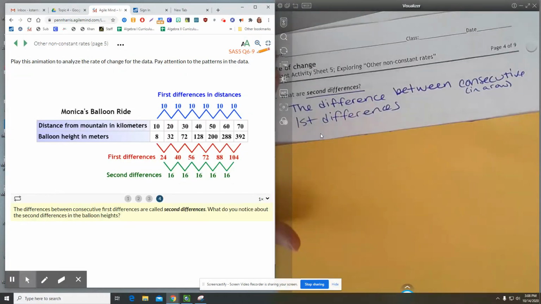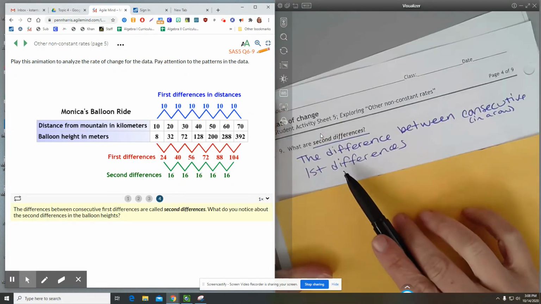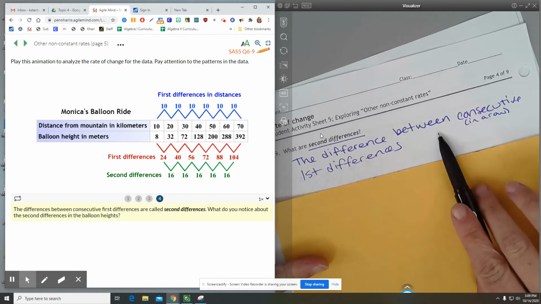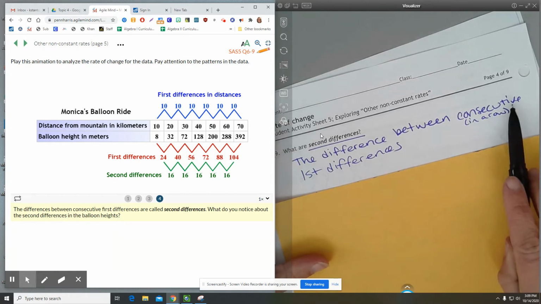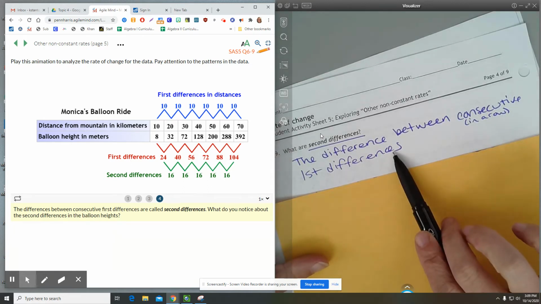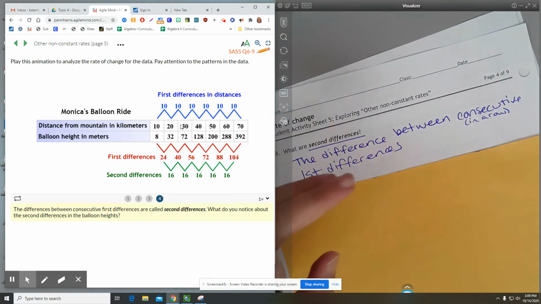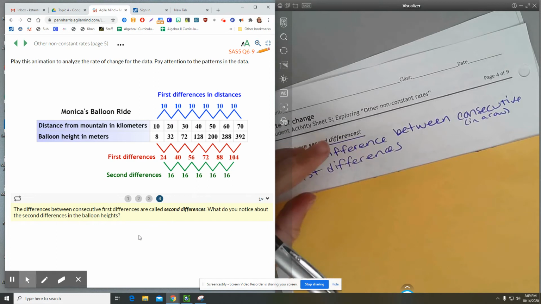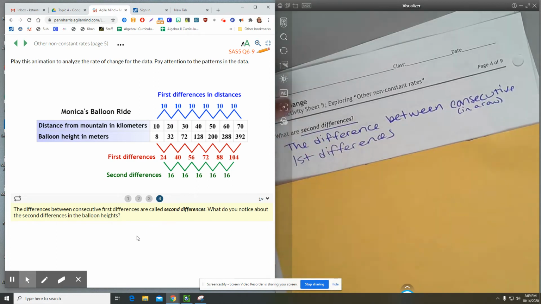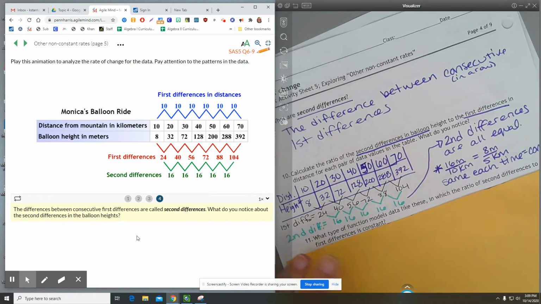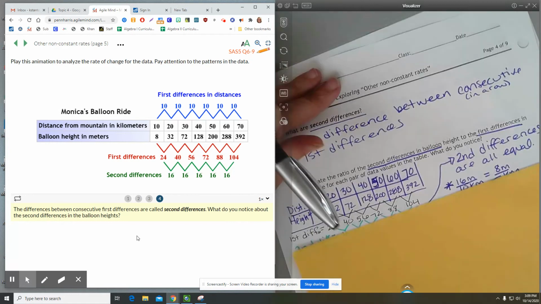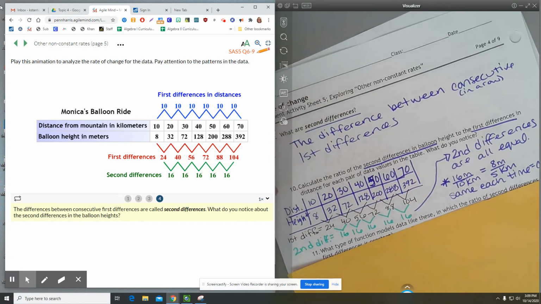Again, my second difference is going to be the difference between consecutive, that means in a row, first differences. So the difference between my first differences from 24 to 40 to 56, 72, 88 to 104, each of those differences is considered a second difference. What do we notice about the second difference on all of these?